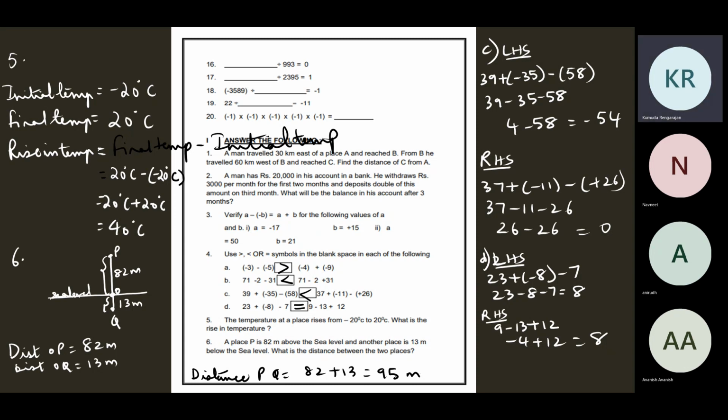Or if you draw the diagram, you can mark points like this. Sea level, then OP and OQ. Distance OP, distance OQ. Distance is always positive. Because it is below the sea level, you should not write minus 13. Distance cannot be negative.